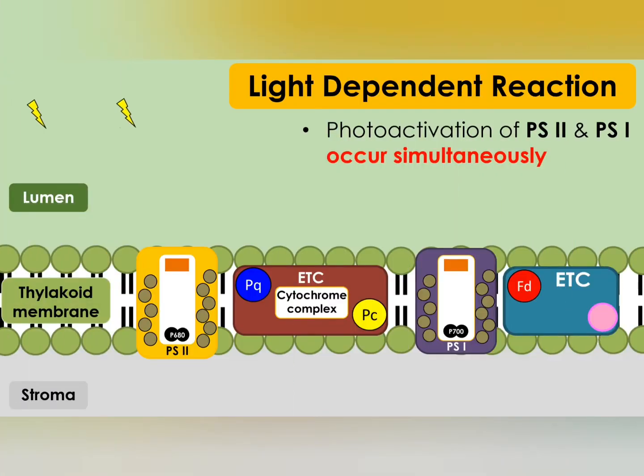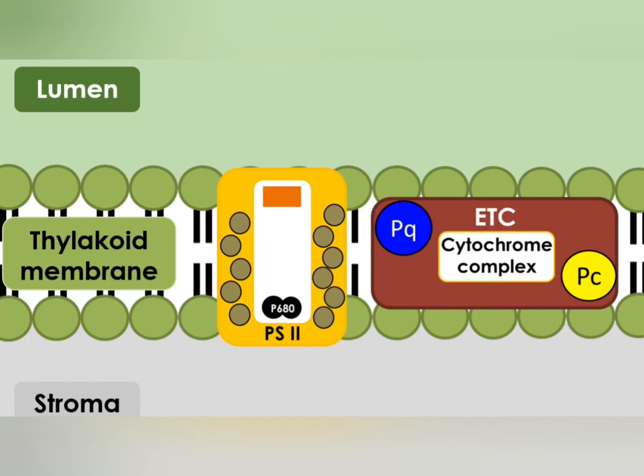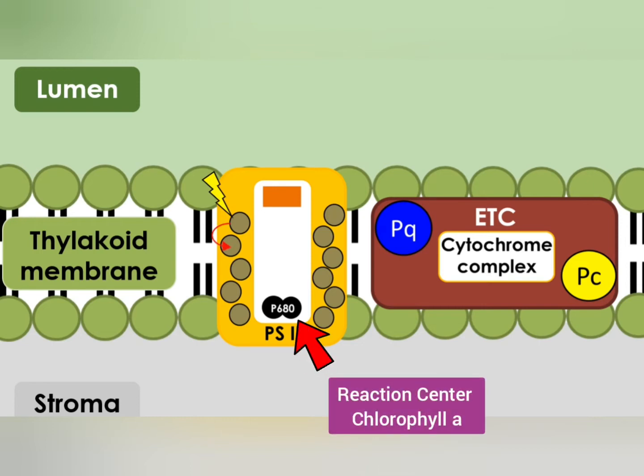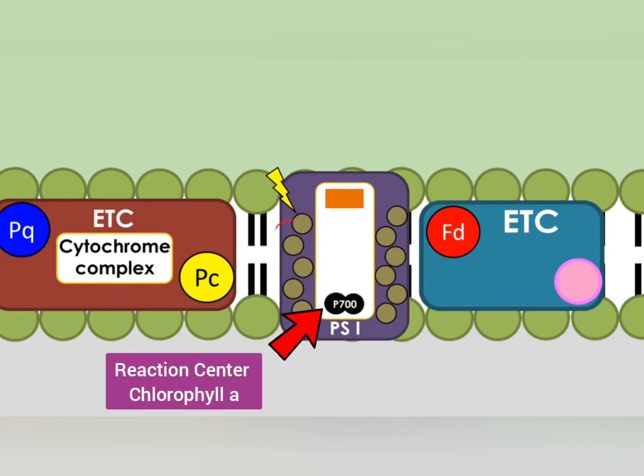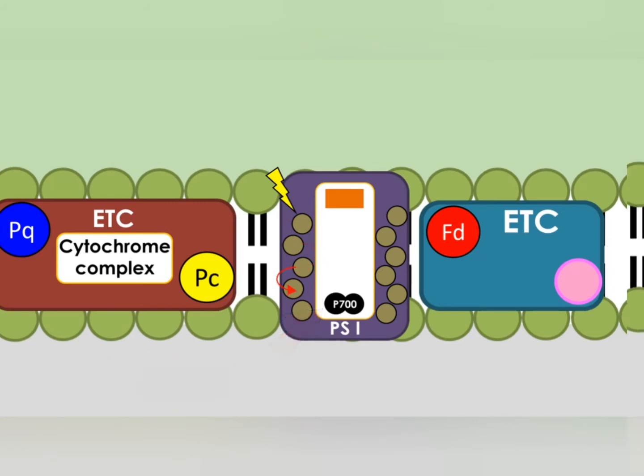Light-dependent reaction starts with photoactivation of both photosystem 1 and photosystem 2. During photoactivation, photons will be absorbed by the antenna pigments of the photosystem. The energy will be transferred from one antenna pigment to another until it reaches the reaction center chlorophyll. In photosystem 2, the reaction center chlorophyll is known as P680, while in photosystem 1, the reaction center chlorophyll is P700.